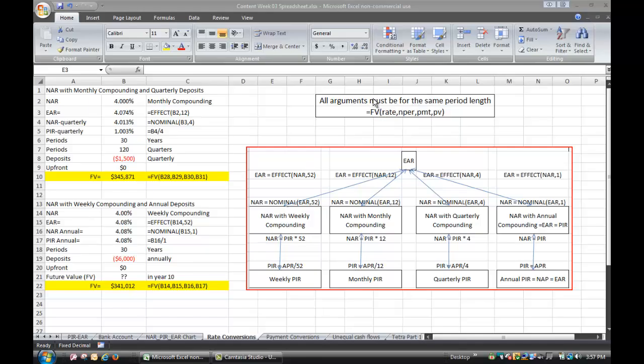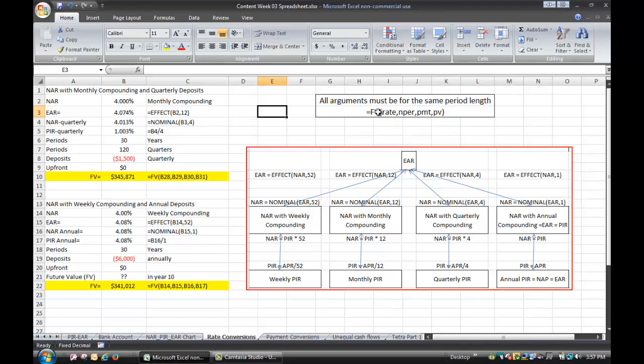So the key is that all arguments must be the same. If you use a future value function, you have a rate which has to be for the same time period as the number of periods. If the rate was quarterly, the number of time periods must be quarterly, and the payment, if there is one, must be a quarterly payment. How do we get that handled? Let's look at some examples.